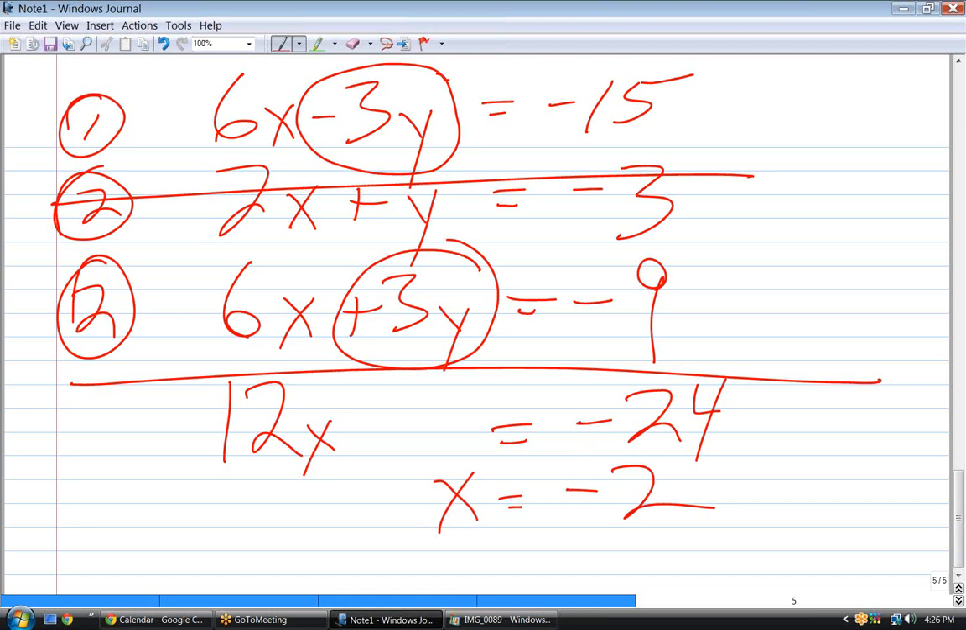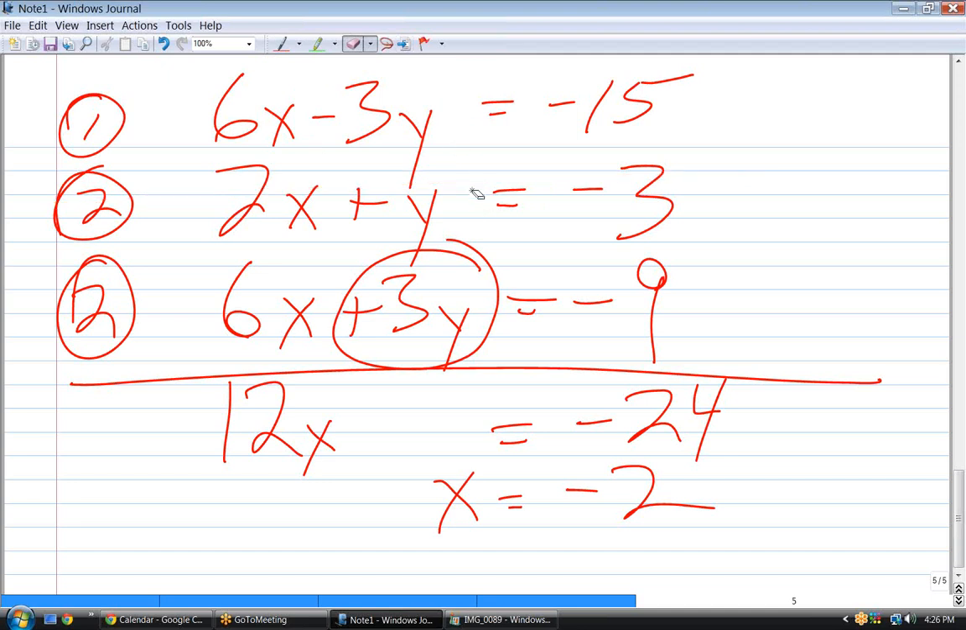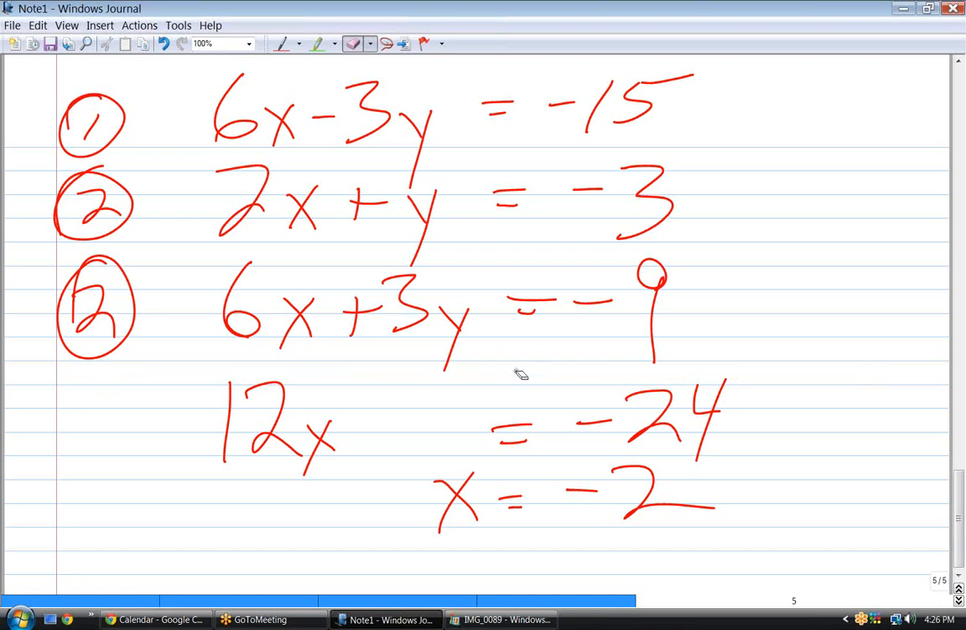Okay. Now, let's solve for y. Now, we have a choice. Let me erase that line. I can go into any of these three equations to solve for y. Let's pick the simplest one. I can go into any of these three equations to try to solve for y, because I've got to solve for both variables. At this point, I've only solved for x.